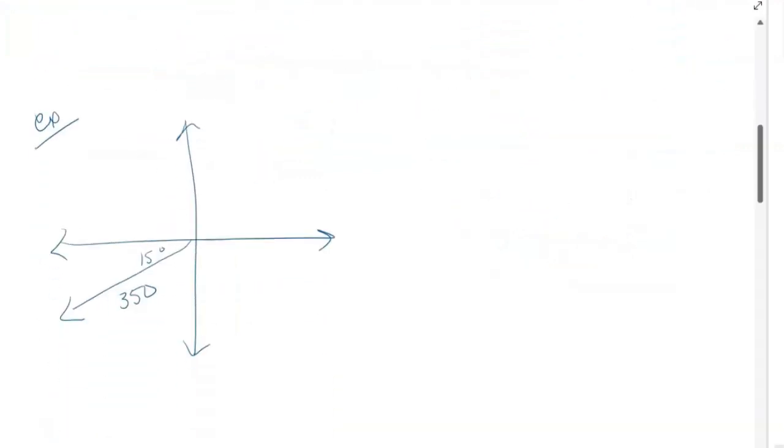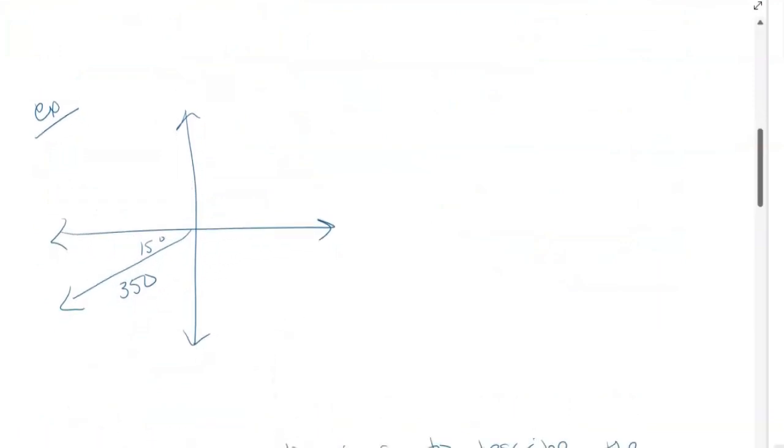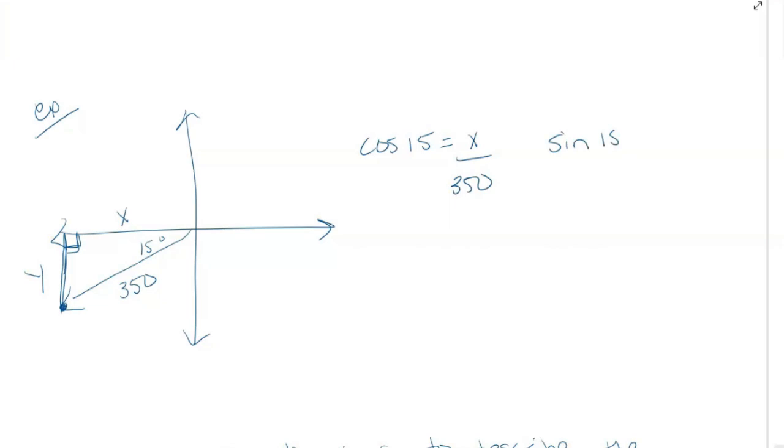Okay, let's do one more example like that. Let's say we have a guy down here in the third quadrant, and we want to find the coordinates. We're going to go ahead and form our right triangle here. This is my x, and this is my y. I'm going to use the same thing. I'm going to use my cosine for the x and sine for the y. So I'm going to do cosine of 15 equals my adjacent side, which is x, over the hypotenuse, which is 350. And the sine of 15 is the opposite, which is y, over the hypotenuse, which is 350.